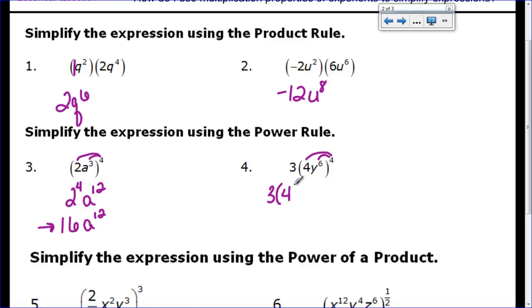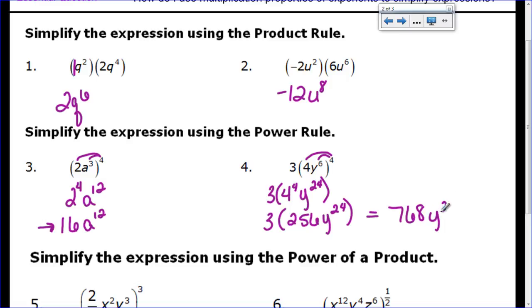So this becomes 4 to the 4th power, and then y to the 24th power, because I want to multiply them. Well, I'm going to figure out what 4 to the 4th power is. So I'll just grab my calculator and I will type 4 to the 4th power, and I get that that's 256. So I have 3 times 256 y to the 24th. Well, to finish simplifying, I've got to multiply that times 3. So times 3, and I get 768 y to the 24th. That is the completely simplified version, and that's what you're being asked for.